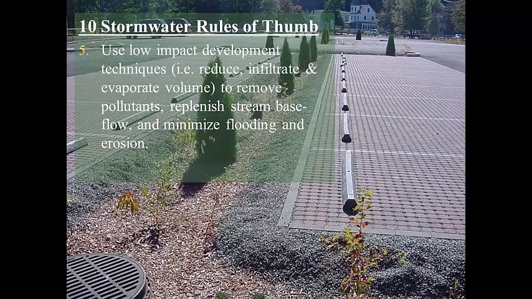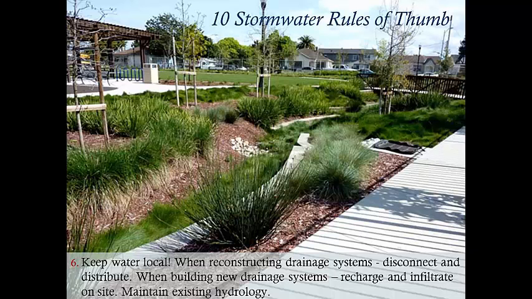Use low-impact development techniques that remove pollutants and reduce the volume of stormwater leaving a site. Infiltrate the remaining stormwater to replenish base flow in streams and minimize flooding and erosion. The goal is to keep water local, so when reconstructing drainage systems, disconnect and distribute, and when building new drainage and stormwater management systems, use low-impact designs that recharge and infiltrate on site to maintain the existing hydrology.